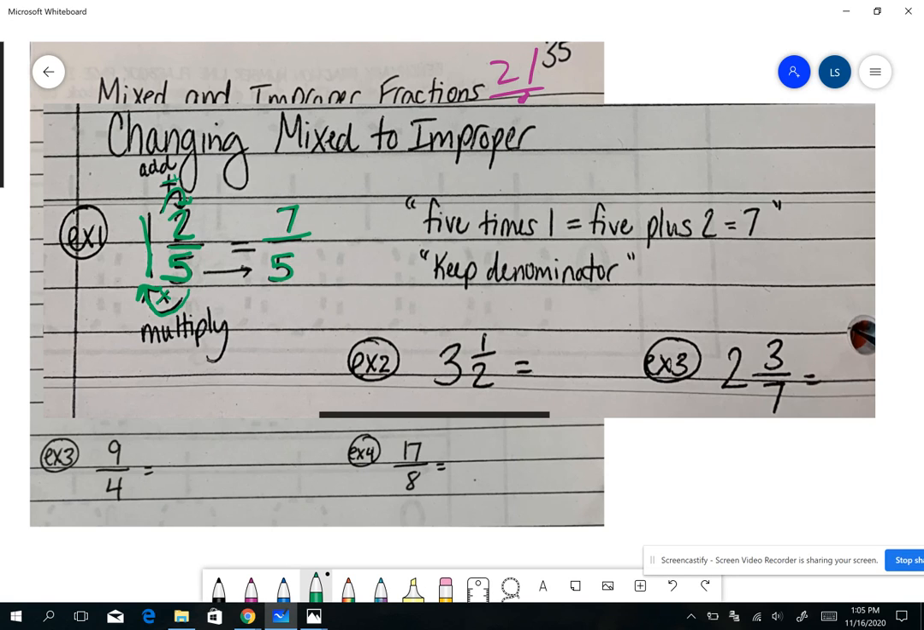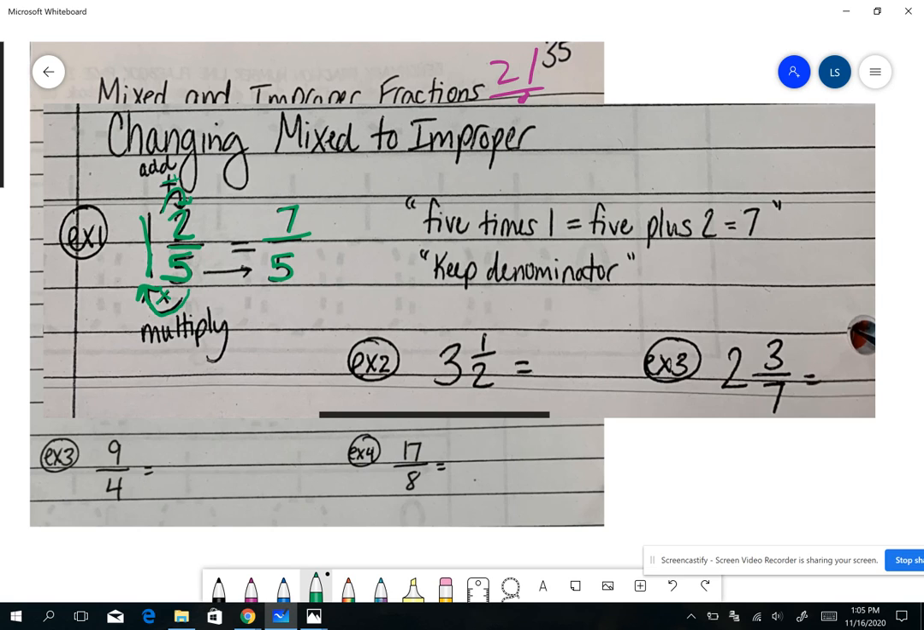So it's 7/5. Now, on a scale, these two things would be the same thing. 1 2/5 is exactly the same thing as 7/5. If I gave somebody 1 2/5 pizzas and I gave someone else 7/5 pizzas, you have the exact same amount of pizza. It's just another way to say it.